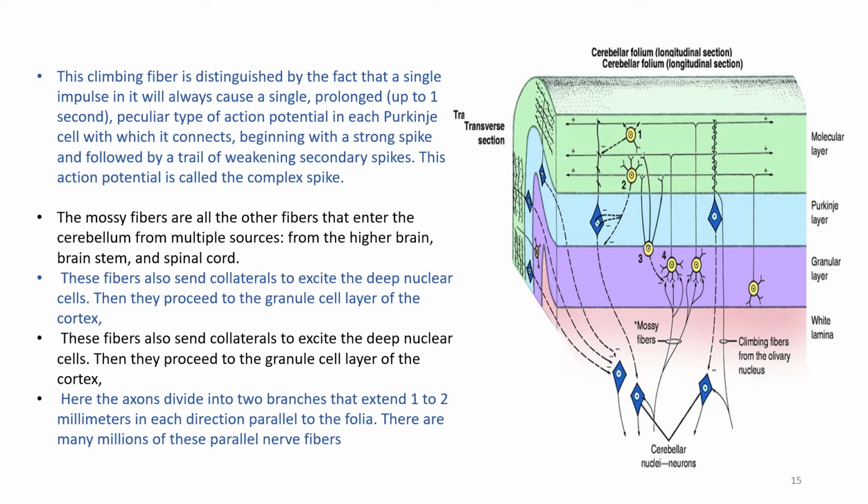The mossy fibers are all the other fibers that enter the cerebellum from multiple sources: from the higher brain, brainstem and spinal cord. These fibers also send collaterals to excite the deep nuclear cells. Then they proceed to the granule cell layer of the cortex. The axons divide into two branches that extend 1 to 2 millimeters in each direction parallel to the folia. There are many millions of these parallel nerve fibers.